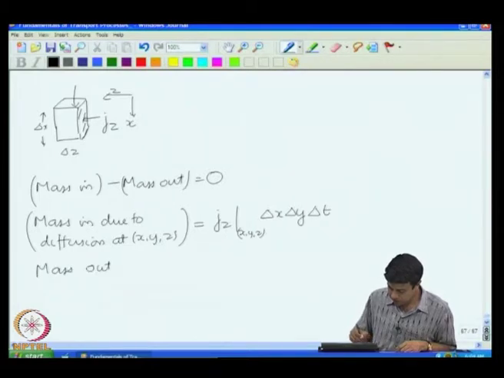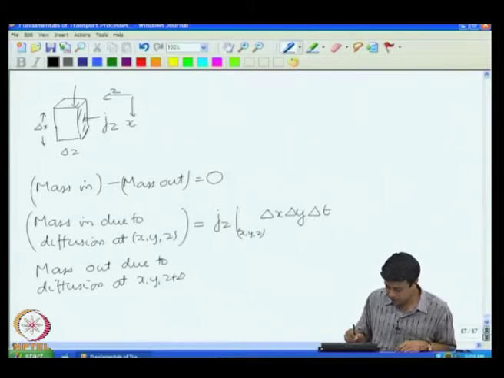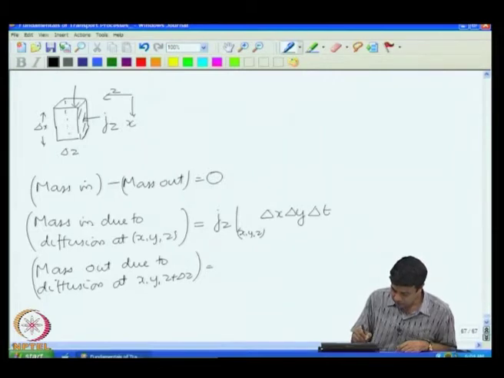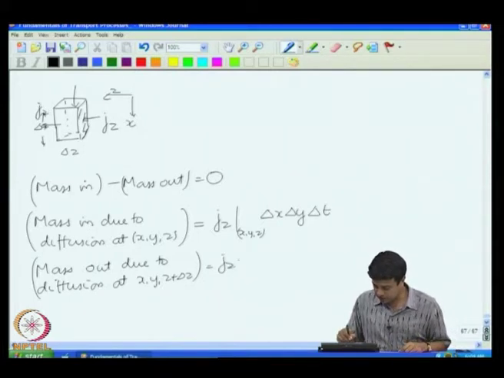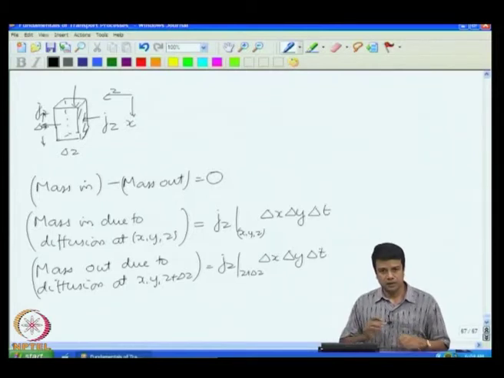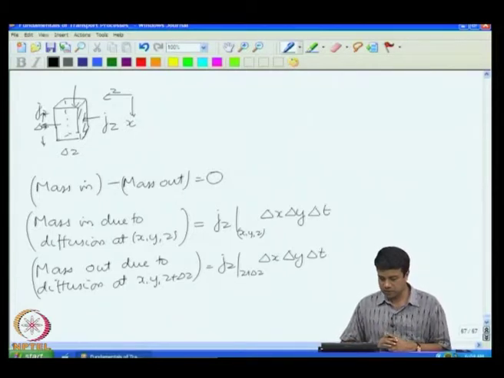Mass out due to diffusion at x, y, z plus delta z. Okay. This is the mass that is going out at the location z plus delta z. So, this is equal to j z at z plus delta z, delta x delta y delta t. Okay. So, there is the mass going out due to diffusion at the right and left faces.